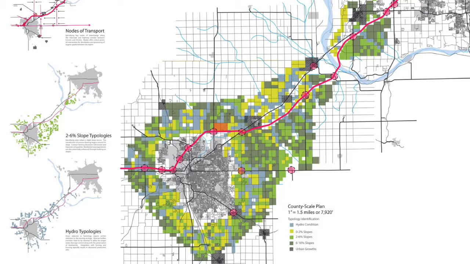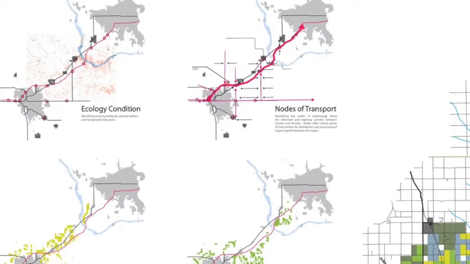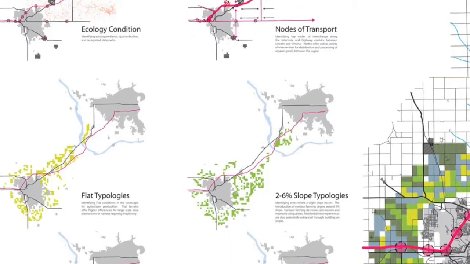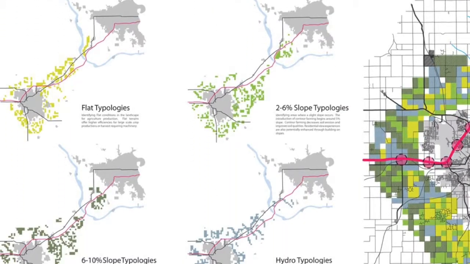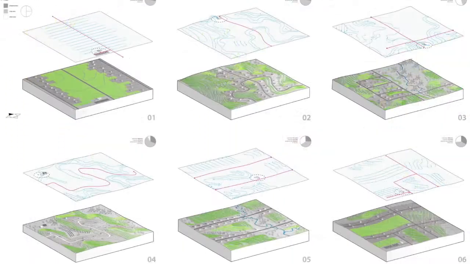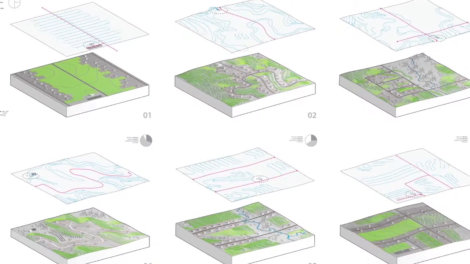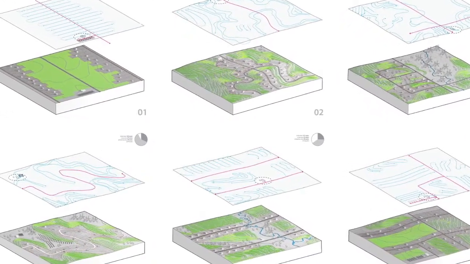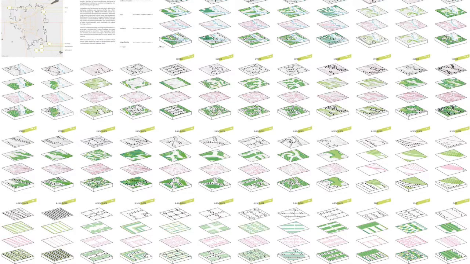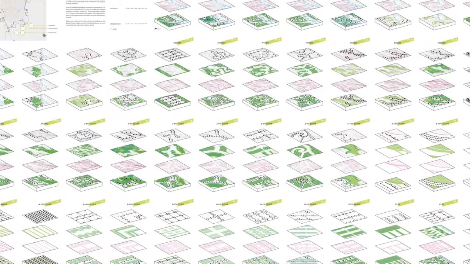The spatial relationships at the ag-urban interface are explored in detail in the ag-urban design proposal. Topography, hydrology, farming mechanics, and residential patterns are considered together to form a set of typologies for the ag-urban interface. For example, illustrating the ideal layout for areas with 2 to 6% slope.